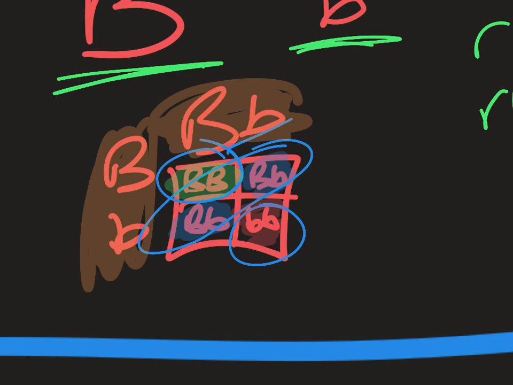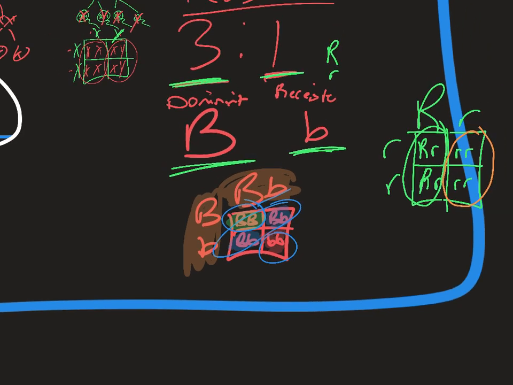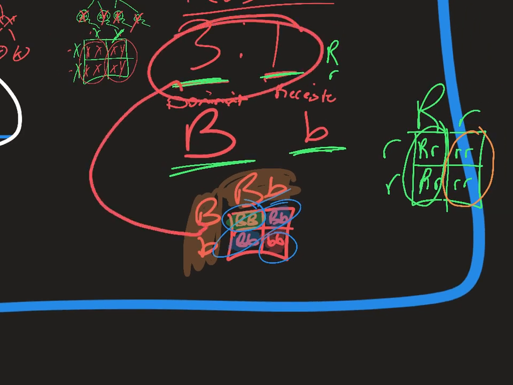Going back to what we talked about a second ago, with the 3-to-1 ratio. 1, 2, and 3 dominants to the 1 recessive. Everybody with me on that? That's how we end up getting really a 3-to-1 ratio most of the time.